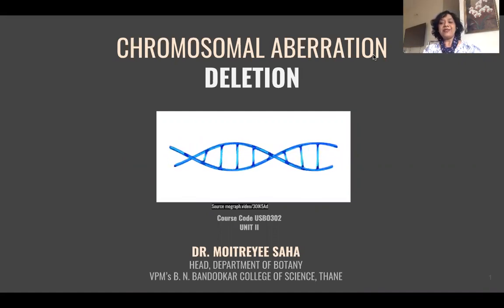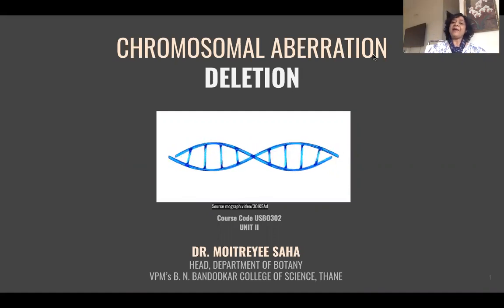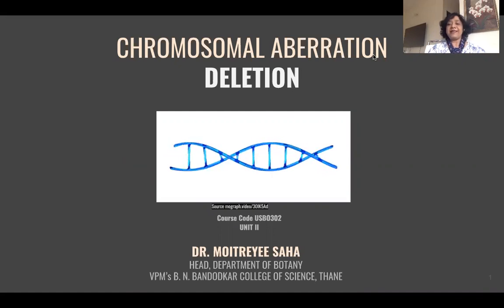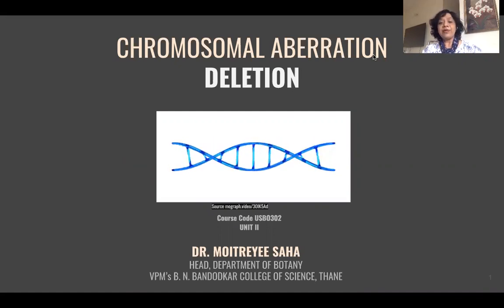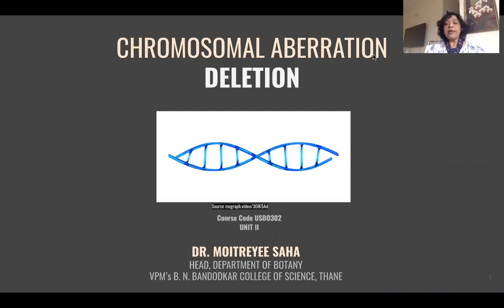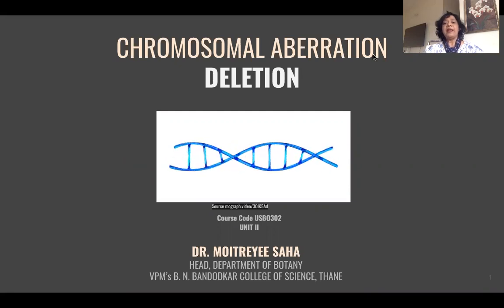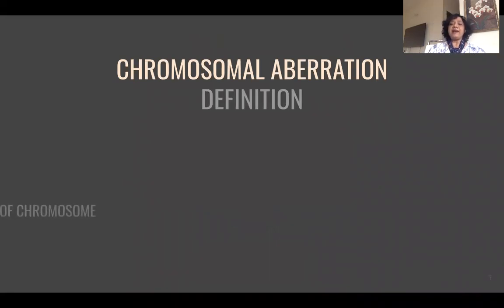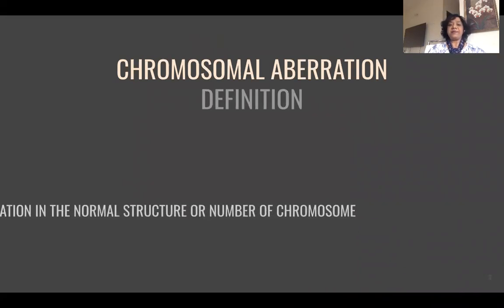My SYBSC students, I'll be teaching chromosomal aberration. This is a topic which is included in the course code USBO 302 in Unit 2. First, I'd like to define chromosomal aberration.